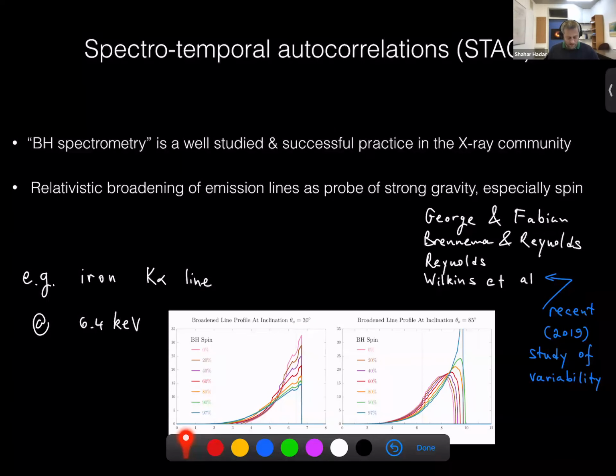Now, this kind of program of black hole spectrometry is not a new thing. It's well studied and successful in estimating the black hole spins of several supermassive black holes. And the main feature that you can see in the time average spectrum is that if you have an emission line here, many times, well, for concreteness, let's talk about a certain emission line in iron, which happens at 6.4 keV.